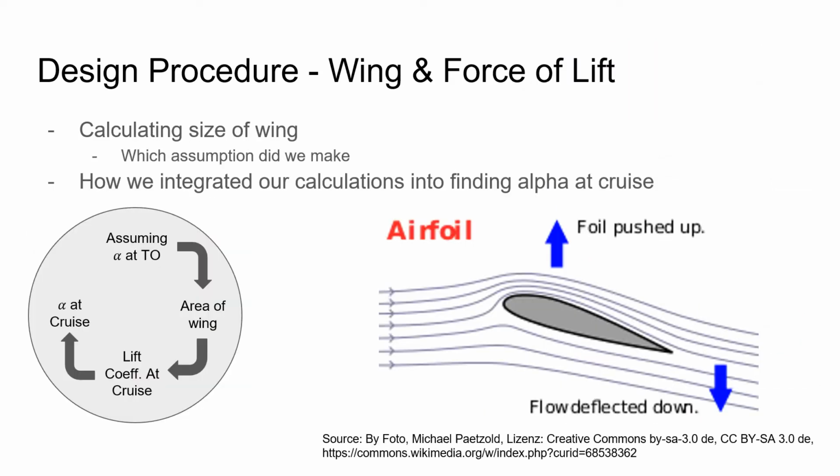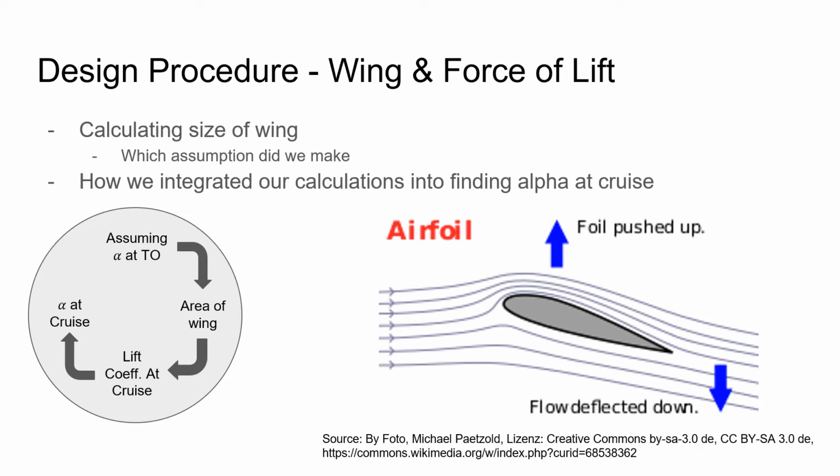Calculating the size of the wings required a few assumptions to be made and a couple procedures required to assure a successful takeoff but also a successful cruise. The diagram on the left gives a little insight into the steps and assumptions our group took to confidently determine our wing size. An initial assumption had to be made about the angle of attack at takeoff, which was decided to be 12.5 degrees. With the angle of attack decided, our coefficient of lift could be properly calculated as well through the max takeoff weight.